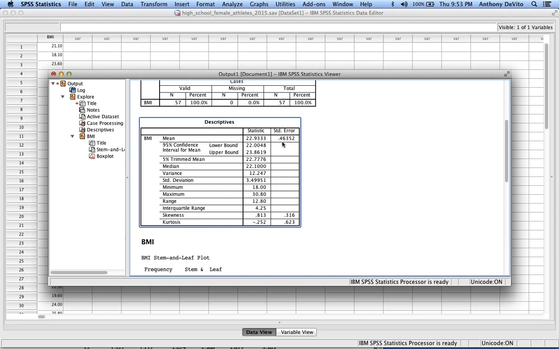I told a little white lie there. Anybody know what the white lie was that I just told? Anybody catch it? It didn't really take 1.96 times the standard error, did it? The sample size is 56. SPSS never uses the z-score for a sample. It always uses the t-score, no matter how big the sample is. So my guess is it really took 1.97 or 1.98, multiplied it by the standard error, and added it and subtracted it from the 22.9.